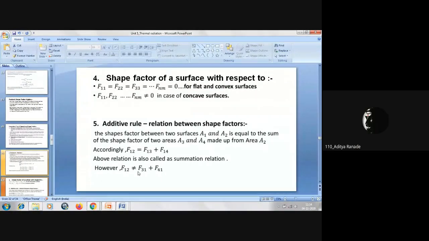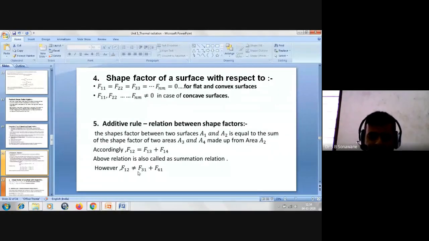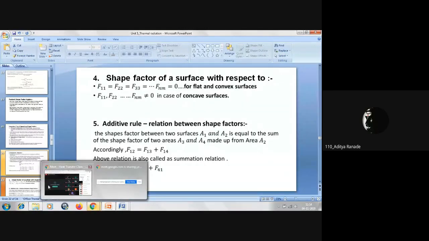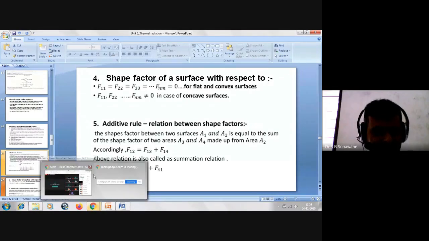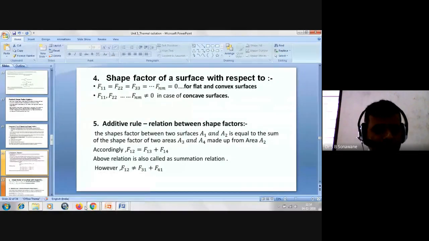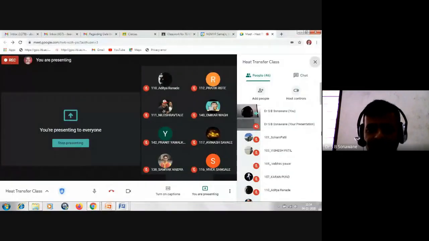Intensity of radiation in any direction is directly proportional to the cosine of the angle made by that intensity of radiation with the normal. Yes, correct. So according to Lambert's cosine rule, I is equal to In cos beta. So what do you mean by In? It is the intensity of radiation in the normal direction. Correct.